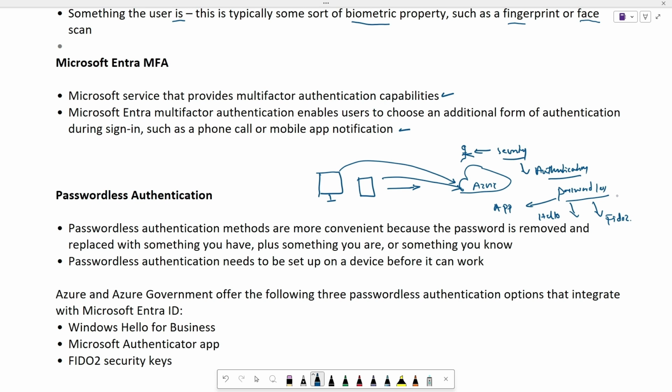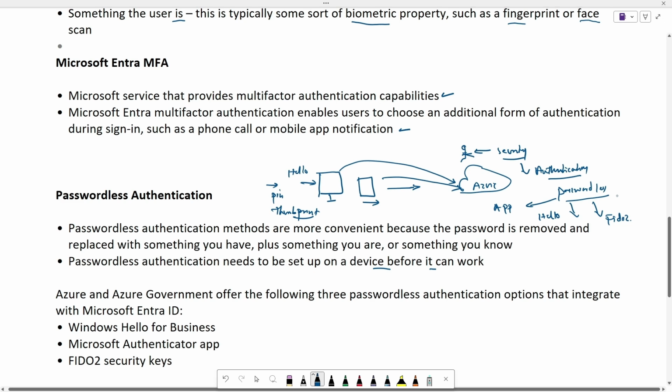Passwordless authentication needs to be set up on the device. So this is what we are doing. We need to set up the device before it can work. Once I have registered these devices and enabled passwordless authentication, this device will be registered. Only from this device, if this device uses Hello for Business, the user will use PIN or thumbprint to log in. So now we know the three methods which can be used for passwordless authentication.